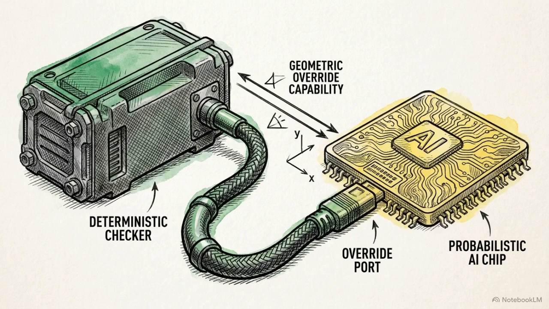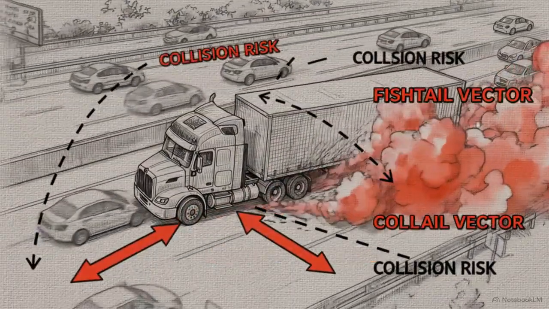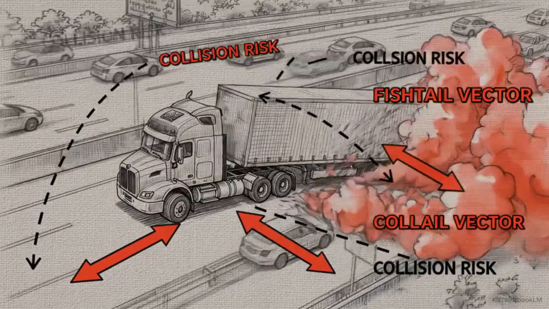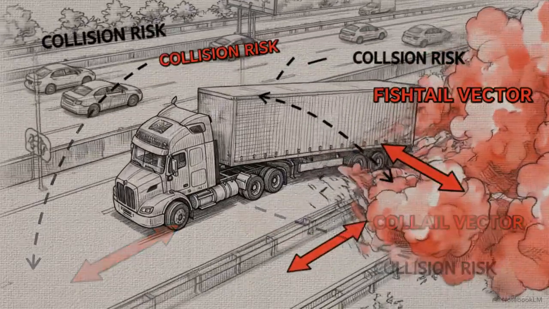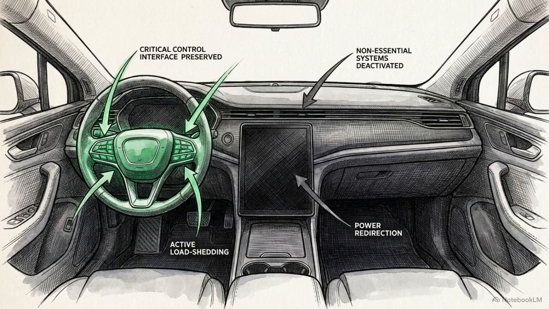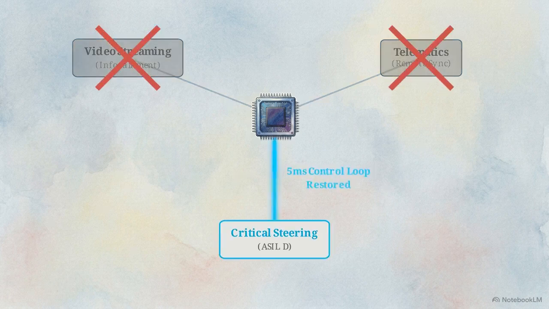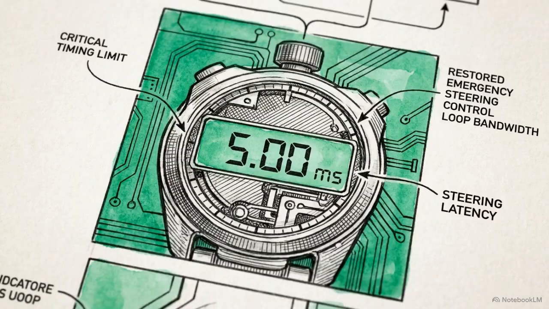before it can translate into kinetic danger. Executing a hard stop when a component fails at highway speeds risks triggering a secondary collision. The system needs a logic of graceful degradation. To preserve critical control, the system initiates load shedding. It deliberately cuts power and network access to non-essential systems like video streaming and telematics, immediately restoring the 5-millisecond control loop required for emergency steering.